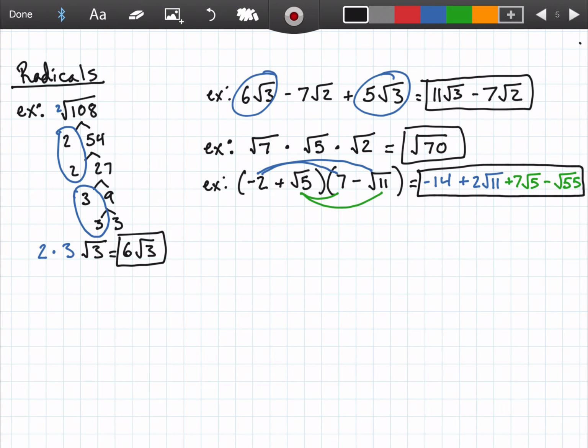Cool. Okay, let's look at dividing, and this is where the fun comes in. 5 over square root 2. What I really hate, and what math hates in general, is roots in the denominator, aka an irrational root in, well, all roots. I take that back. An irrational denominator. Not okay.